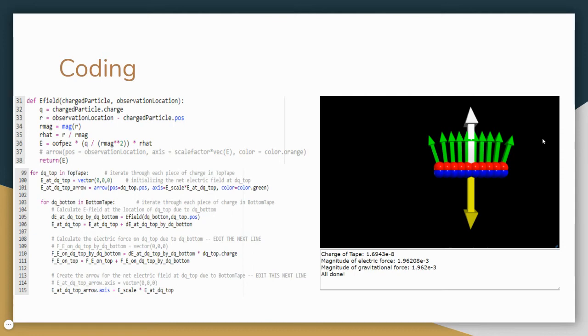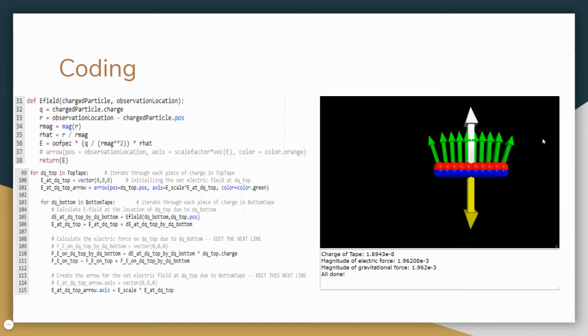Now, to understand why the charge required to lift the tape is more in this lab, we have to look at this model. In this model that we made in GlowScript, I made the top tape red and the bottom tape blue. This is not because they're different charges. They are the same charges, but just to differentiate the two.